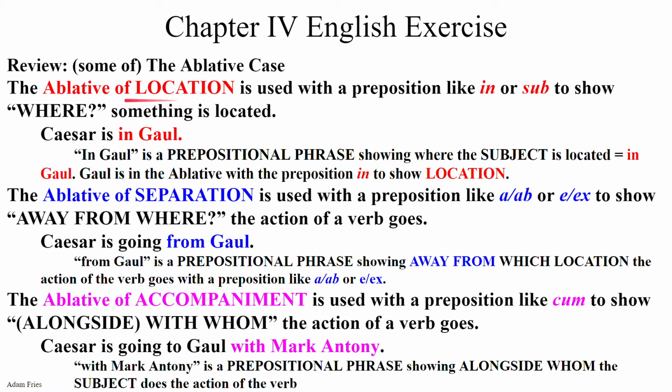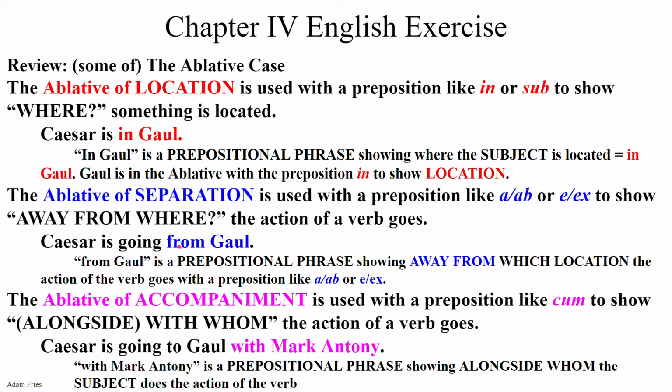The ablative of separation is used with a preposition like ab or ex to show away from where, or whence. Where are we coming from? So Caesar is going from Gaul. Caesar is going from Gaul, away from Gaul. He is leaving from Gaul.